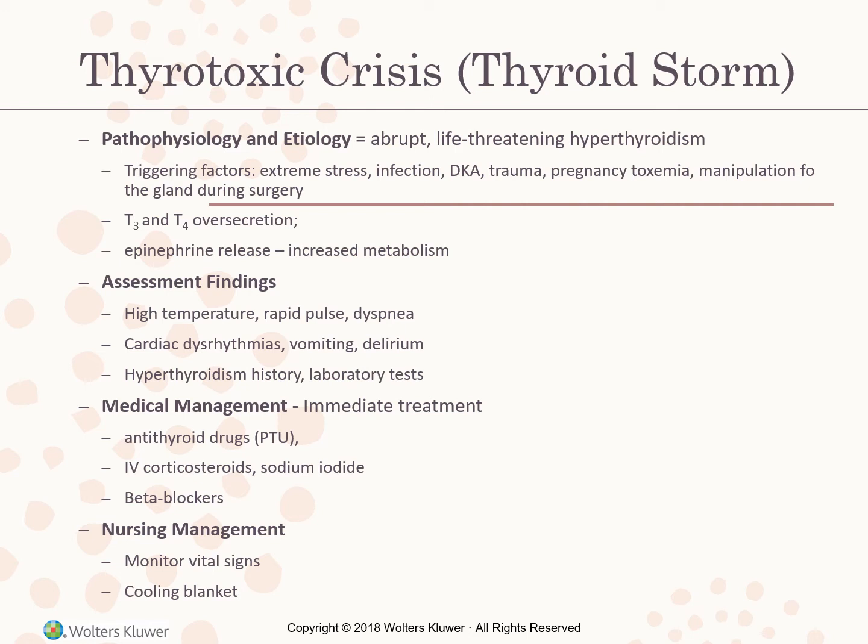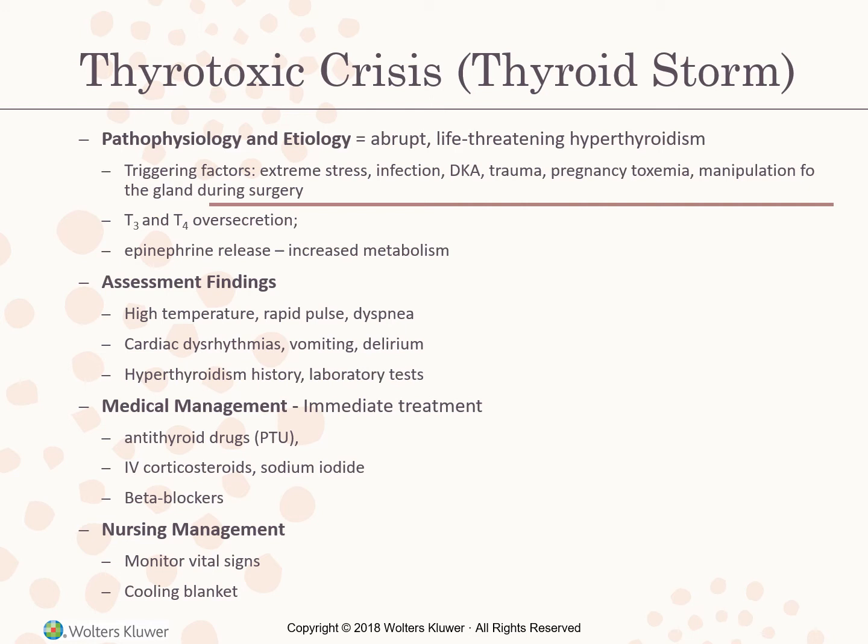The oversecretion of T3 and T4 is followed by a release of epinephrine. So metabolism is markedly increased. The adrenal glands will produce excess corticosteroids in response to the stress, which is created by their hypermetabolic state.